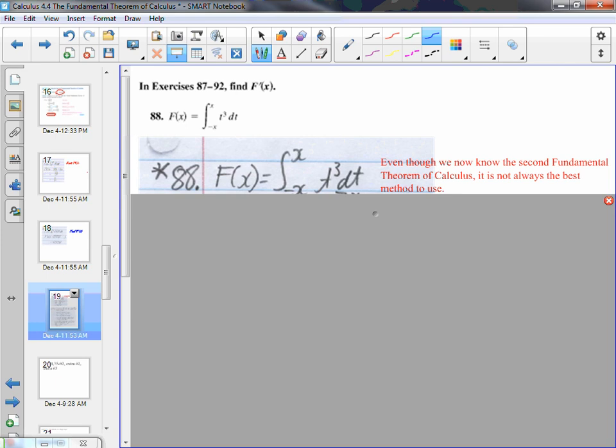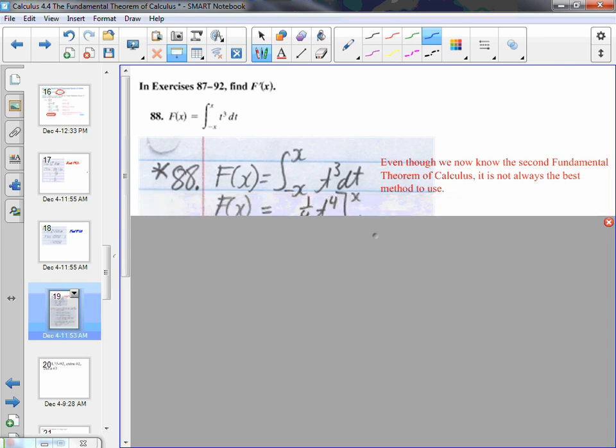Add x to both of them. No, we could use the fact that we have an odd function. We could do that. But the reason I chose this one to work out, though, is so that you could see this. That's capital F of x, isn't it? Take the integral, evaluate it from negative x to x.